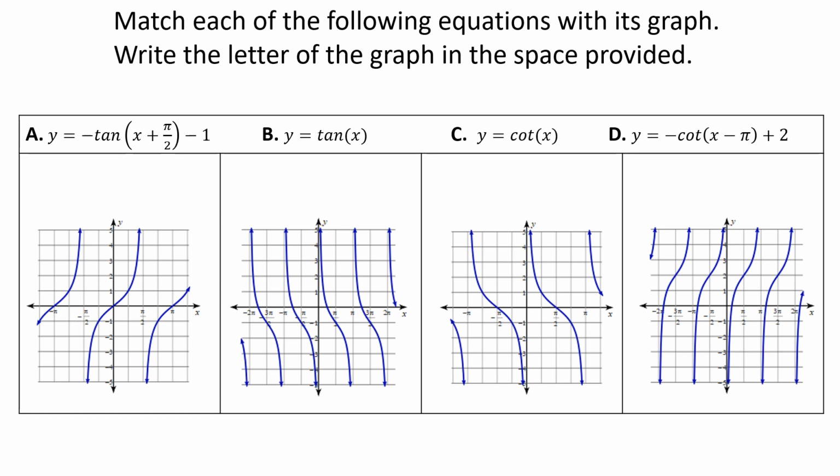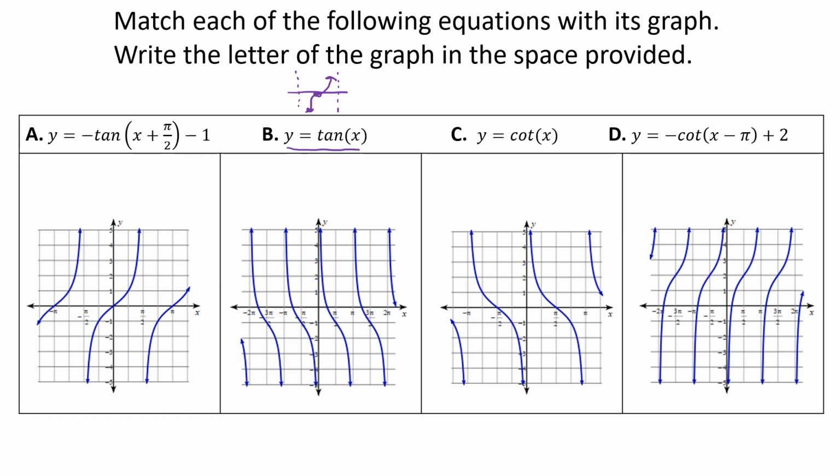The first problem gives us four different equations of tangent and cotangent and asks us to find the graph that matches it. So I'm going to start with just looking at B, y equals tangent of x. It has boundaries at negative pi over 2 and positive pi over 2. The middle point is at x equaling 0 on the midline of 0. It'll curve up to the right at pi over 4 and down to the left at negative pi over 4.